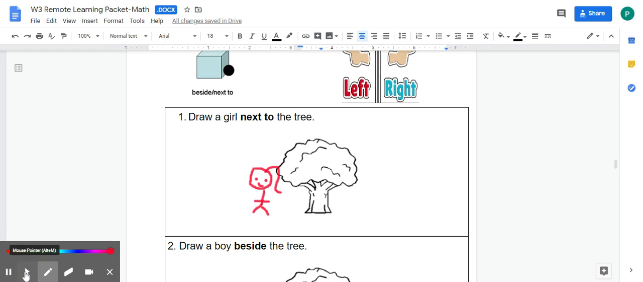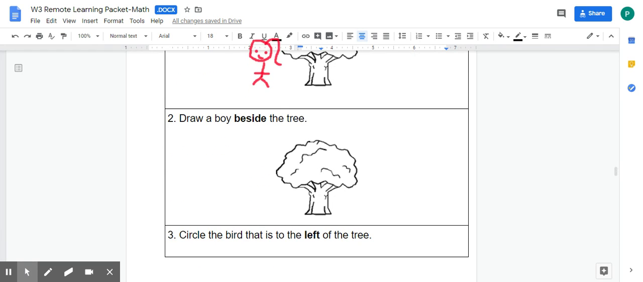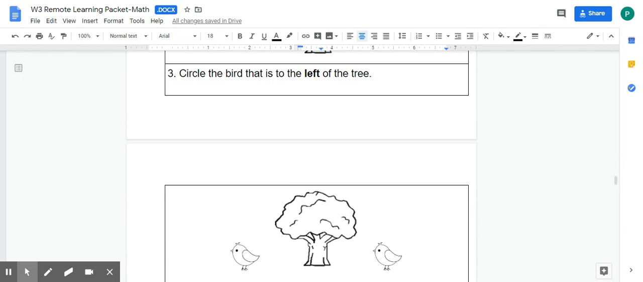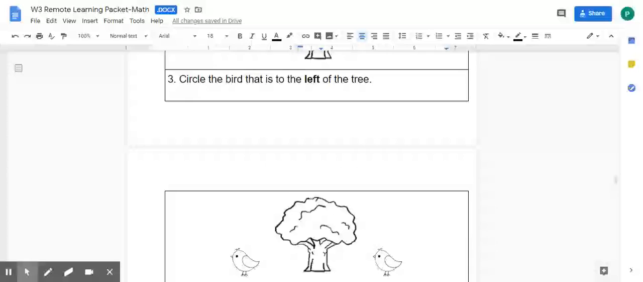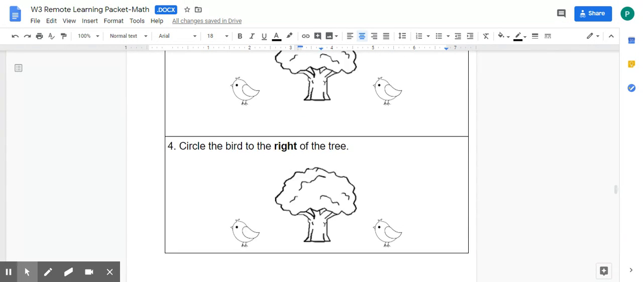Number 2 is going to say draw a boy beside the tree. So you have to remember what beside means. Number 3, at the bottom, you're going to circle the bird that is to the left of the tree. And then number 4 says circle the bird that is to the right of the tree. So you have to remember, scholars, what is your left and what is your right. And that's going to be day 3.